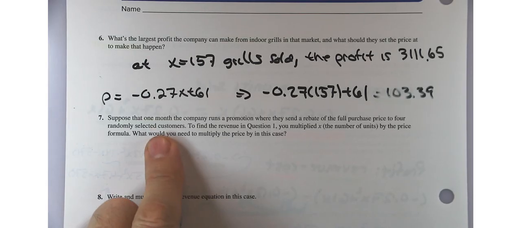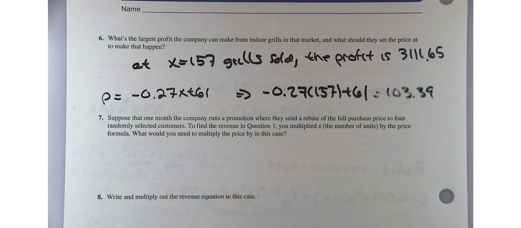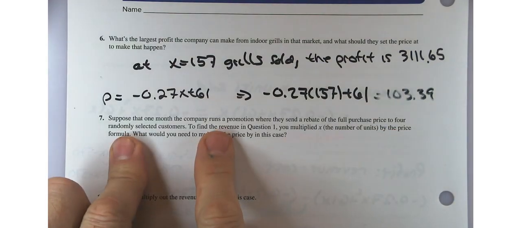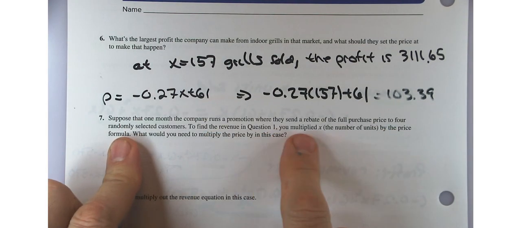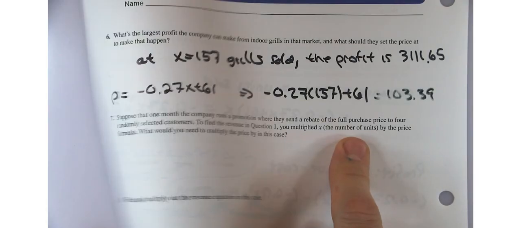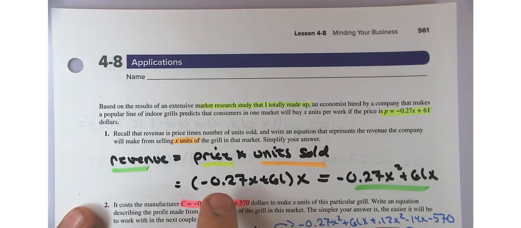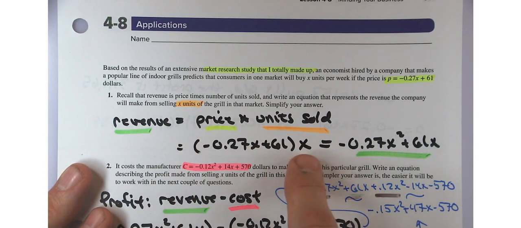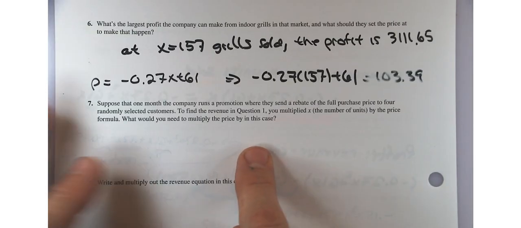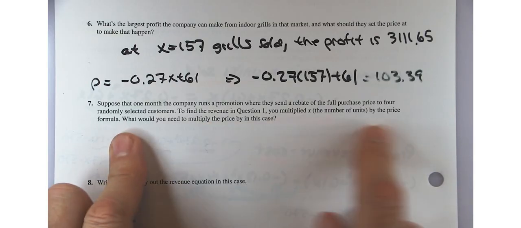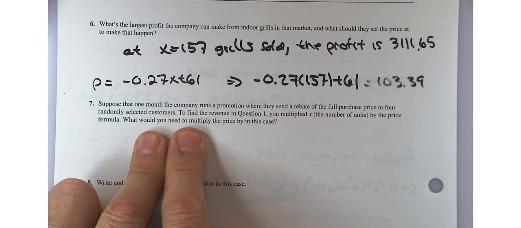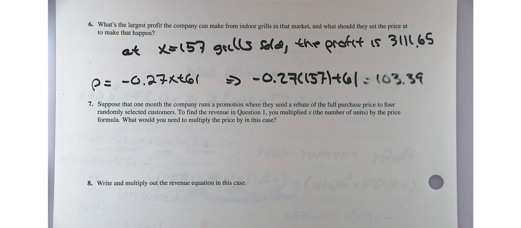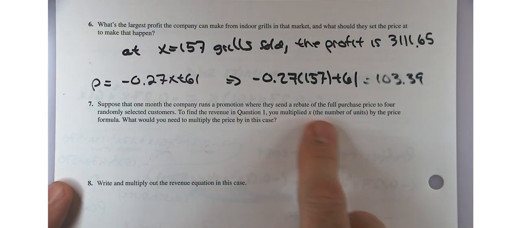Suppose that one month the company runs a promotion where they send a rebate of the full purchase price to 4 randomly selected customers. To find the revenue equation, you multiplied X by the number of units. So that was here, number of units times the price. So we just took X times this. But it's going to be a little bit different here. What formula would you need to find the price in this case? Or, excuse me, multiply X by price.